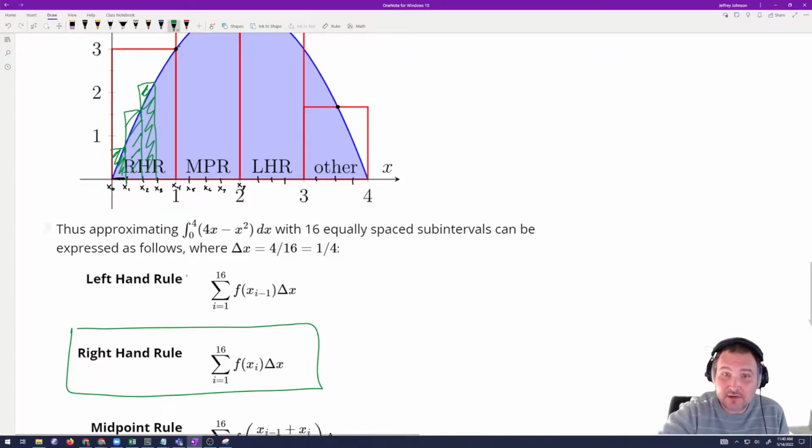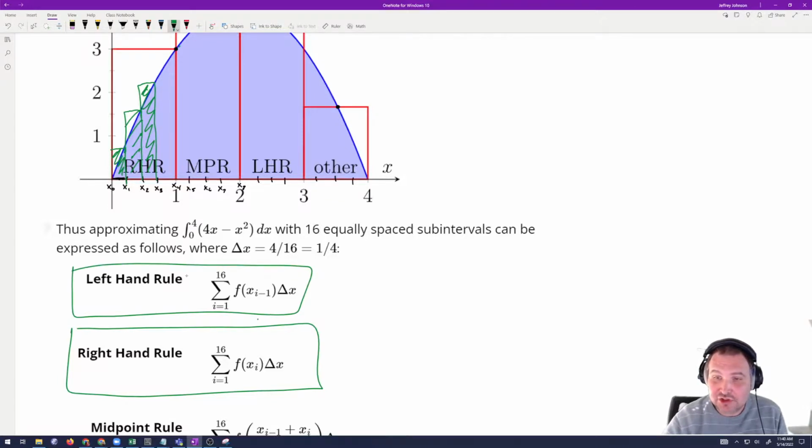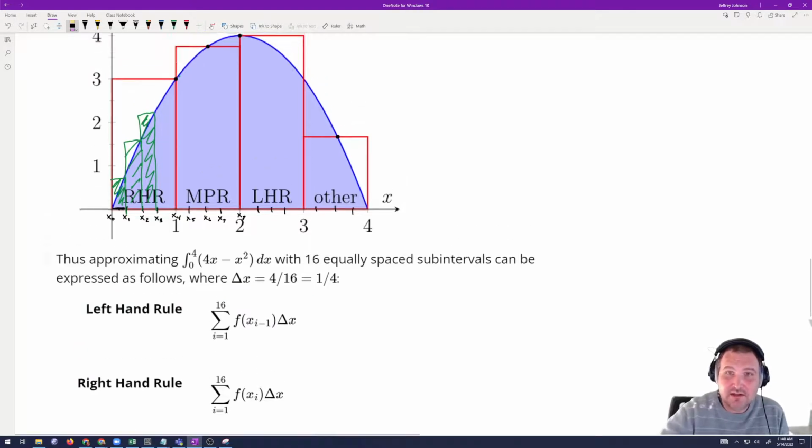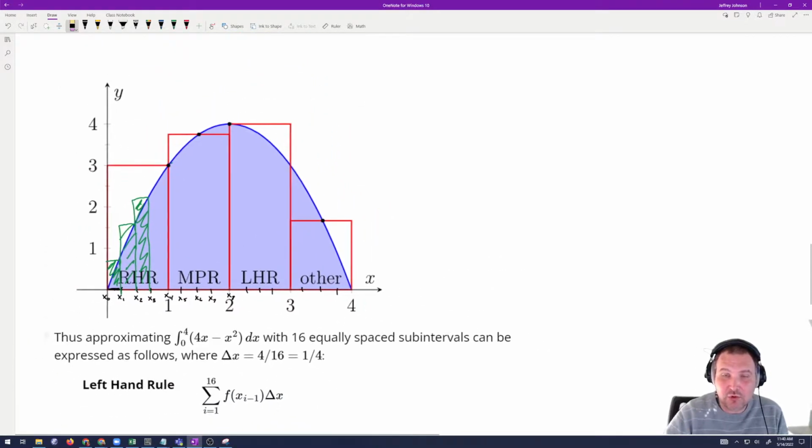However, on the left-hand rule, see how it's shifted 1 to the left. So the height of the function would be determined on the left-hand side of the subinterval. And how does that matter? Well, one you can see is kind of an overestimate, and one is kind of an underestimate, because the rectangles either don't contain the whole graph underneath, or they contain some space above it.